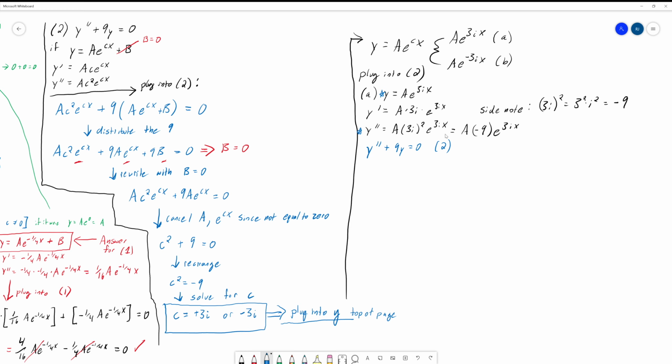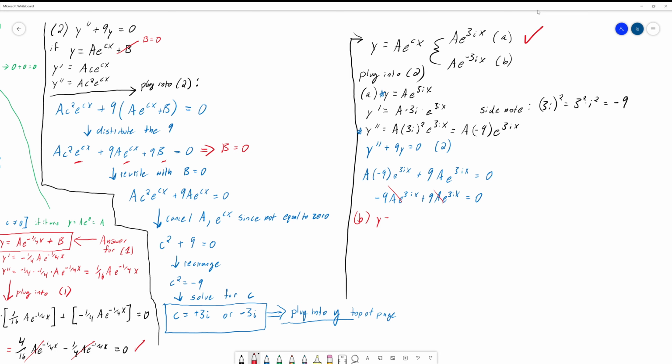So here's y double prime, and here's y. If we plug it in, we get a times minus 9 times e to the 3ix plus 9 times a times 3 times e to the 3ix. That has to equal 0, and we can see that this is going to be minus 9 a e to the 3ix plus 9 a e to the 3ix, and that's going to equal 0, and we can see indeed these cancel. Great. Okay, so we know that A works as a solution.